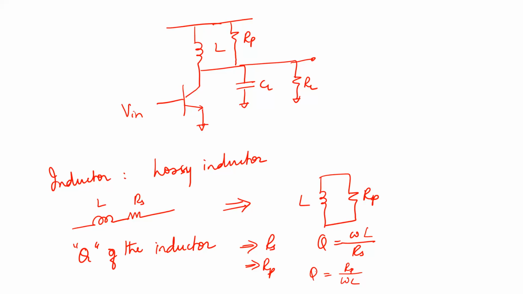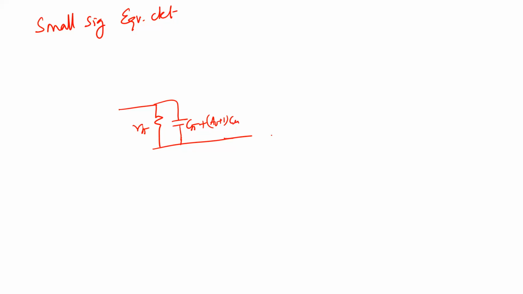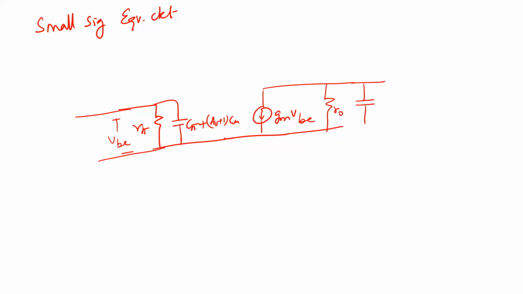Now, if you draw the small signal equivalent circuit, what do you get? You have basically R pi here, and let's also put C pi, that is C pi plus (Av plus 1) times C mu, right? And you basically have gm times VBE, where VBE is the voltage across this, sorry, not VGS, VBE. And what else do we have? We have R naught, and then we have, of course, C mu into 1. We have used the Miller effect to bring out this capacitance.